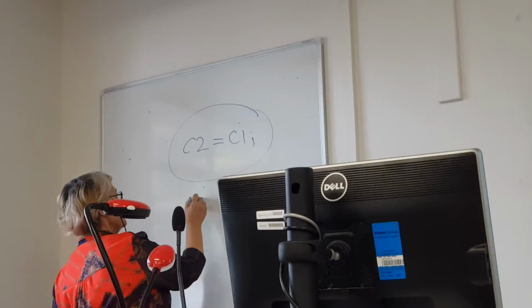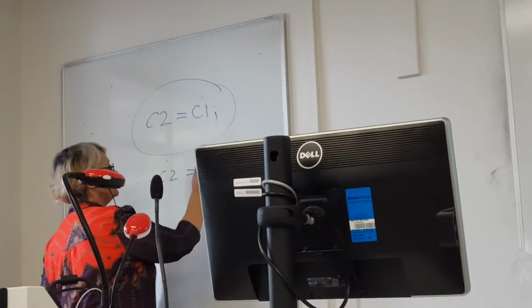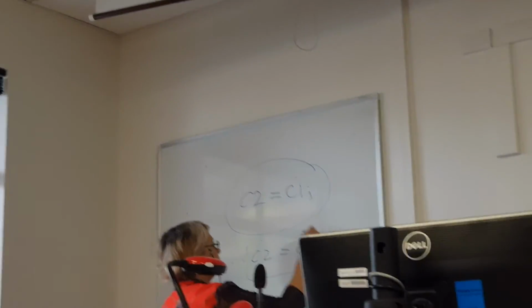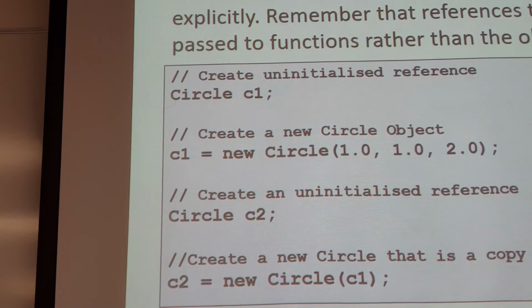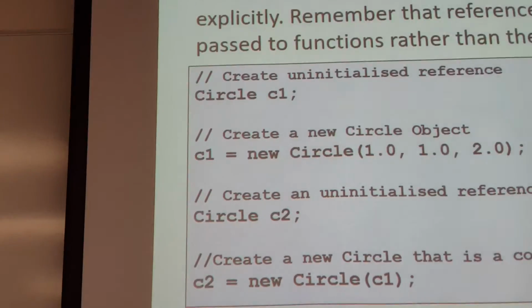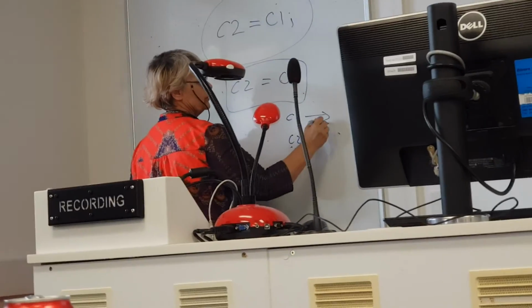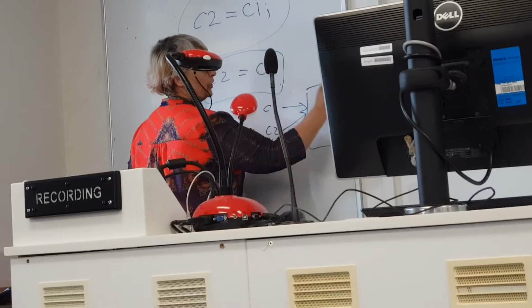But in Java, C2 equals C1 will call the assignment first. Wait a minute. But we are working with the same memory location. So in this case, we have C1 and C2 pointing to the same circle object.